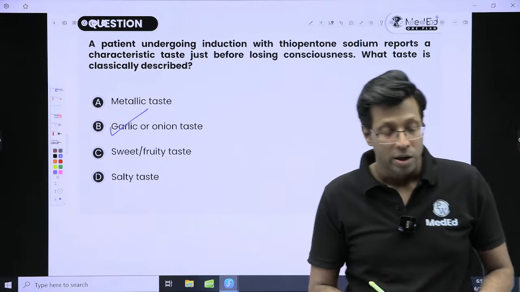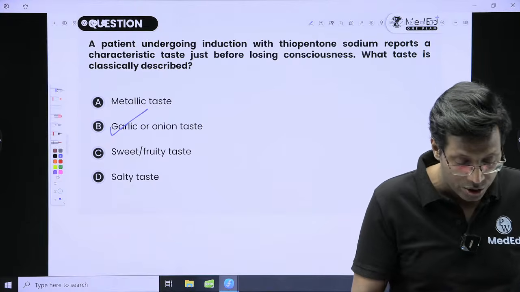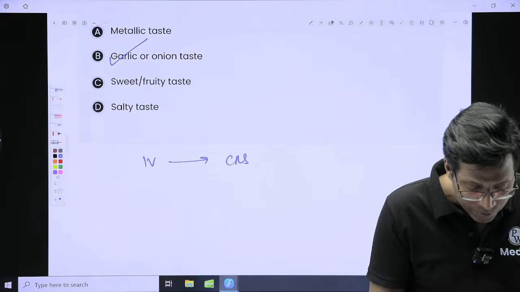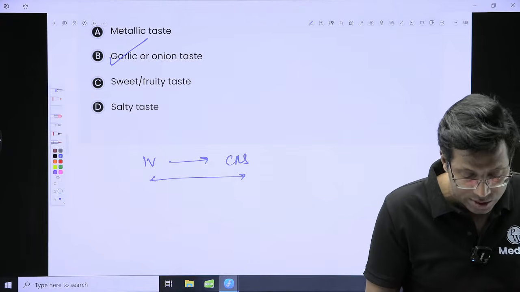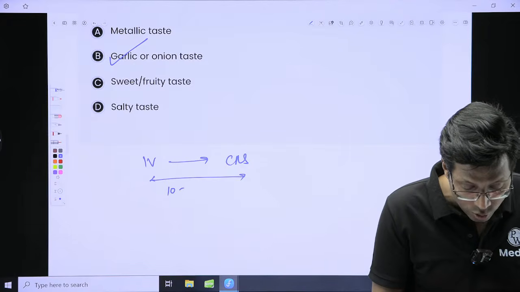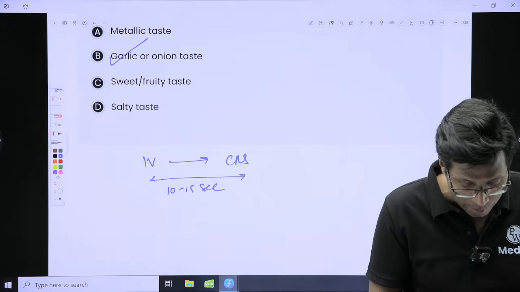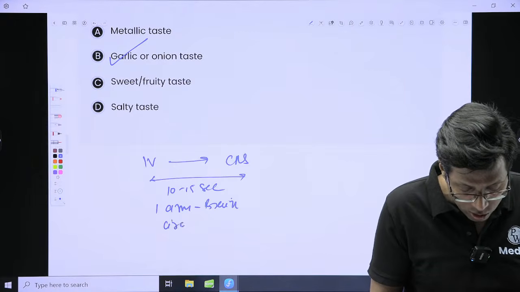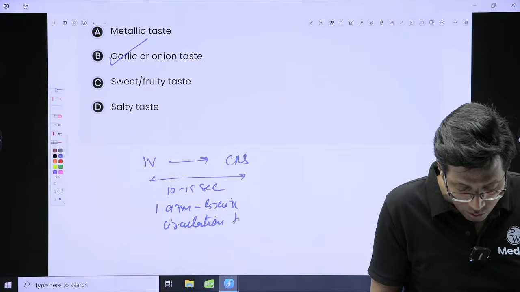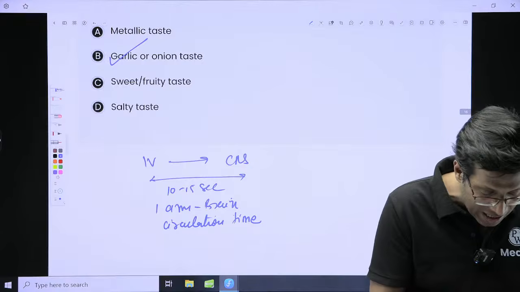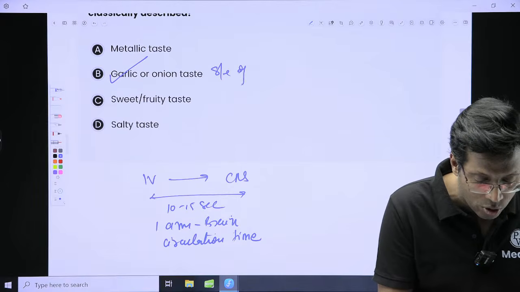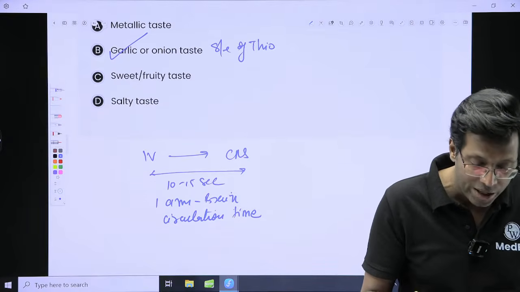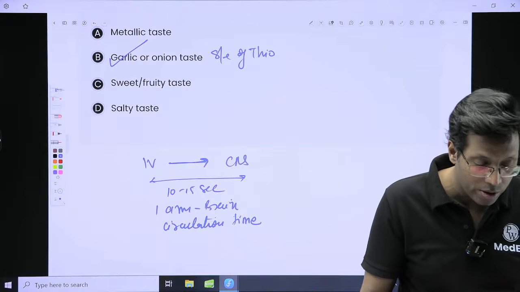The reason is that it works within one arm brain circulation time. So when you speak of thiopentone, I give the drug IV, it goes to the CNS. The time taken for the drug to go from IV to the CNS takes 10 to 15 seconds, and this is in general pharma called one arm brain circulation time. So before the patient goes off to sleep, in that time, suddenly, as a side effect of thiopentone, the patient feels that he's got a garlic taste. Apart from that, okay, this is one important thing.